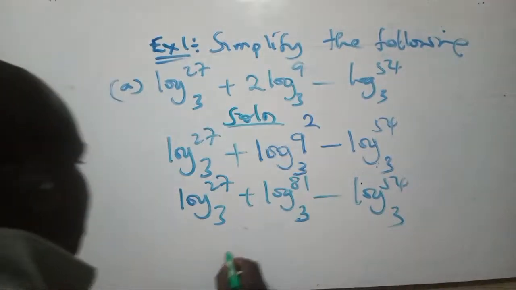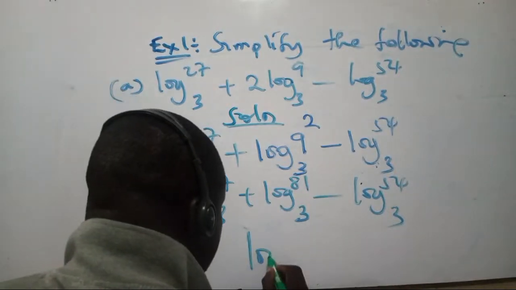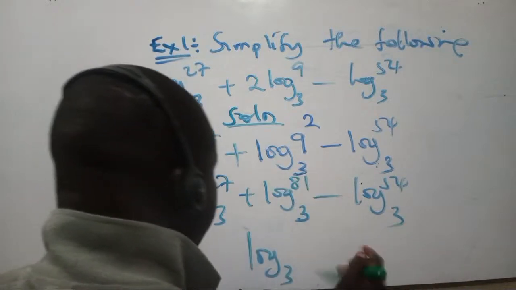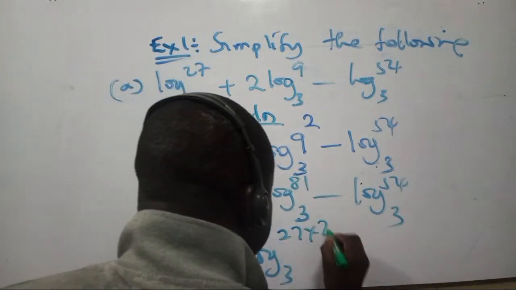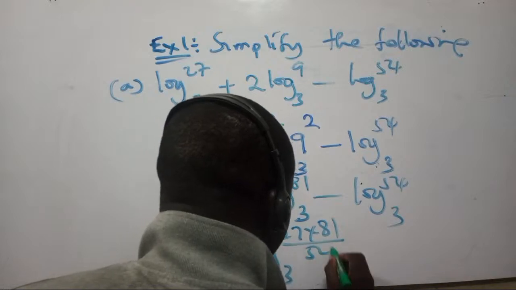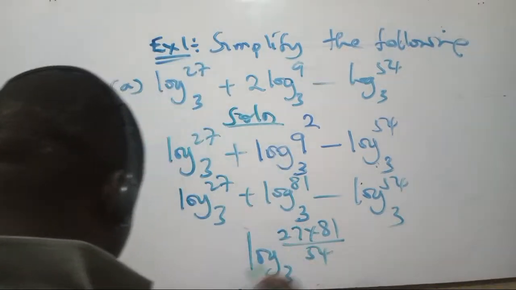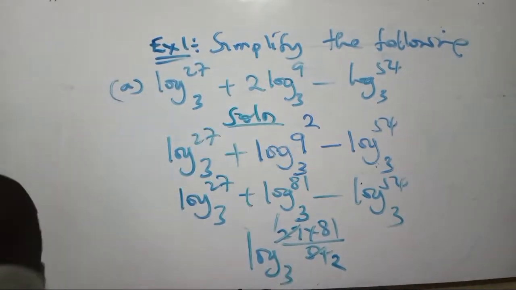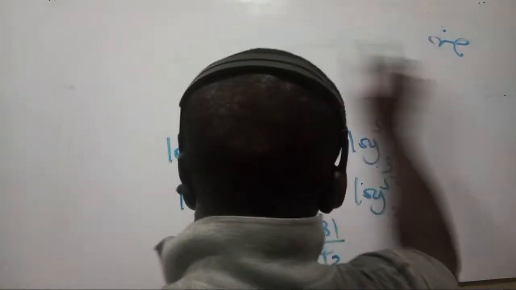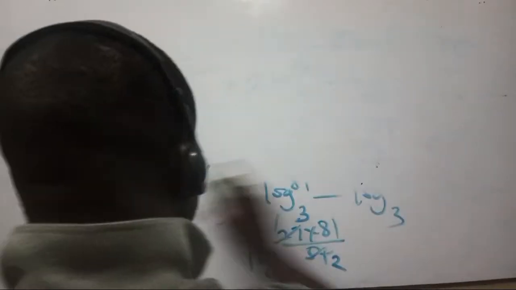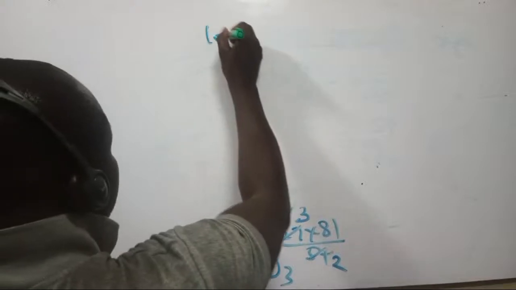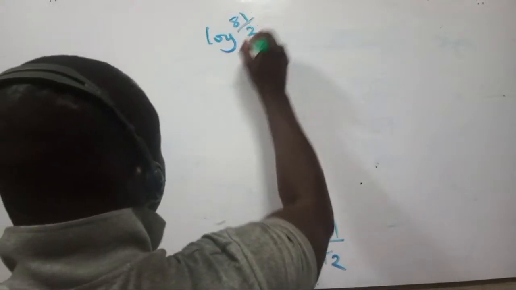So if I apply that law now, this is log base 3. When I have addition, I multiply. When I have subtraction, I divide. That will now be 27 multiplied by 81 divided by 54. Of course, what do we have here now? 27 goes into 54 two times. Then I can rewrite this as log 81 divided by 2 base 3.